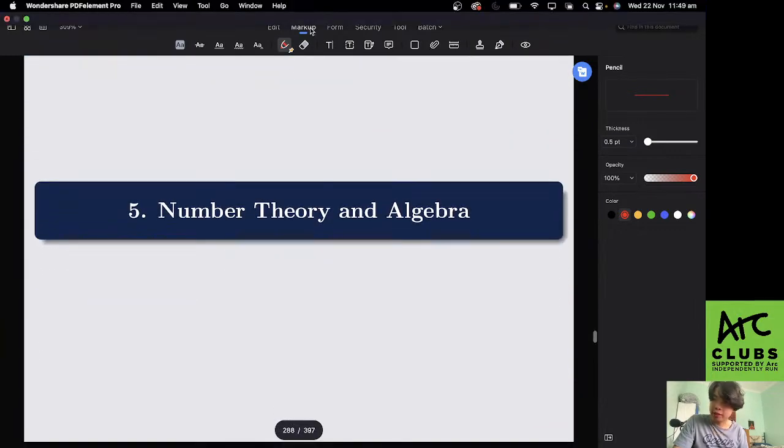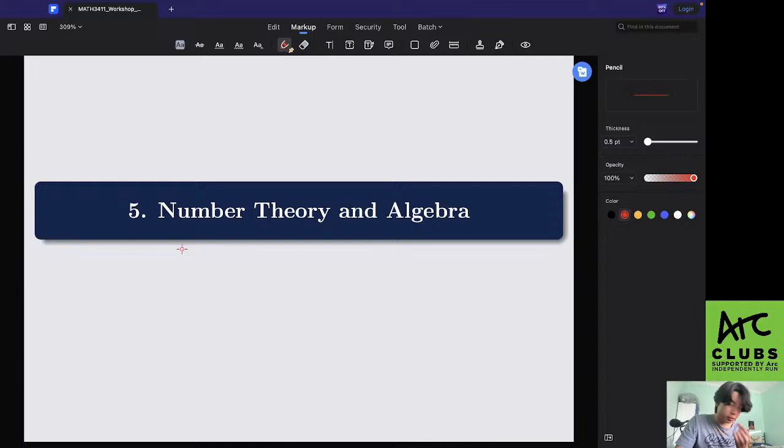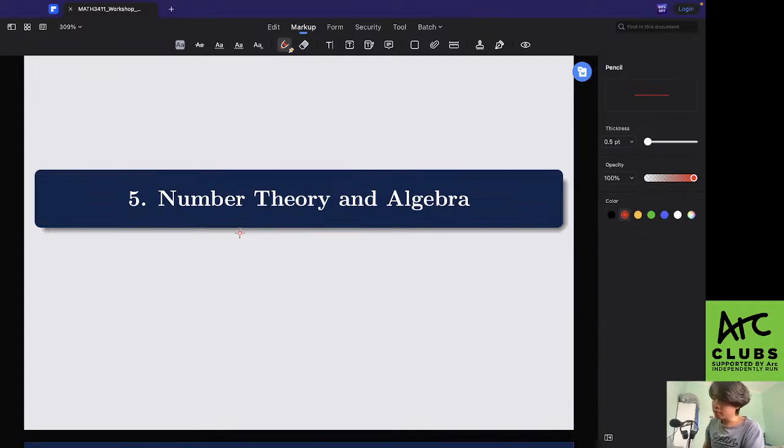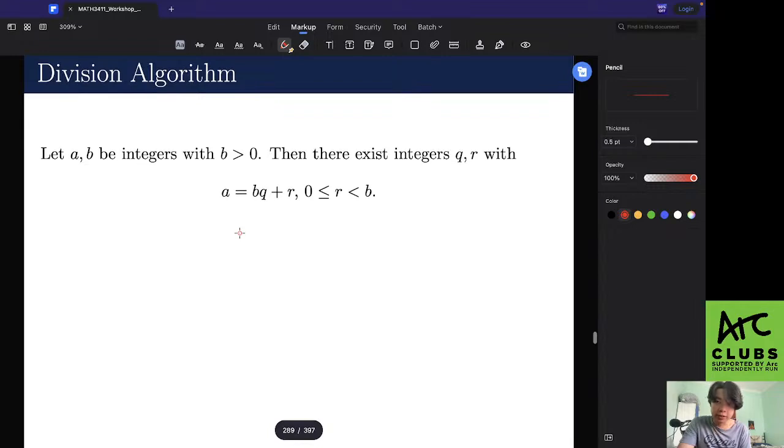And that's pretty much it for the first part, which is chapter 4. And now let's move on to chapter 5, which is going to be number theory and algebra. This chapter uses quite a bit of division and moduluses, so be prepared. But we just need to know some basic facts first.